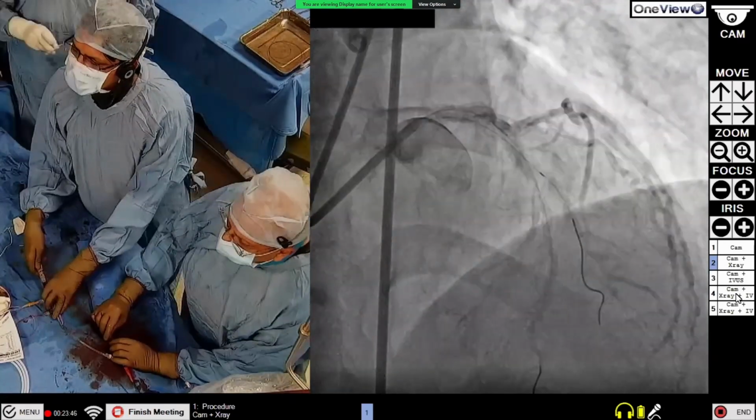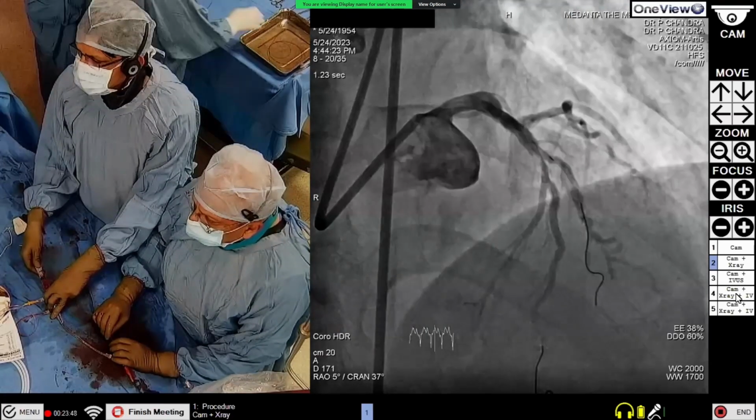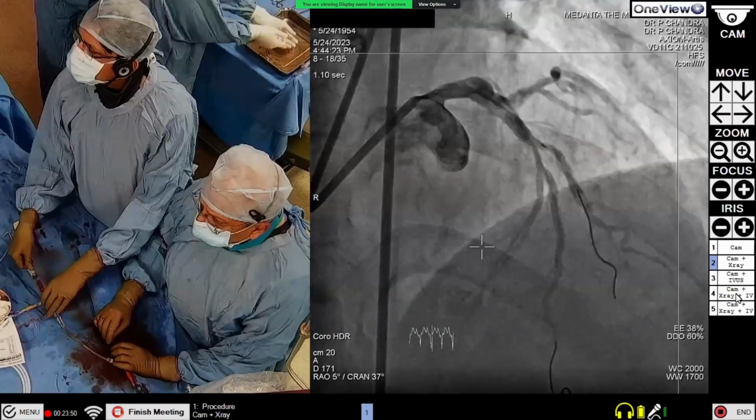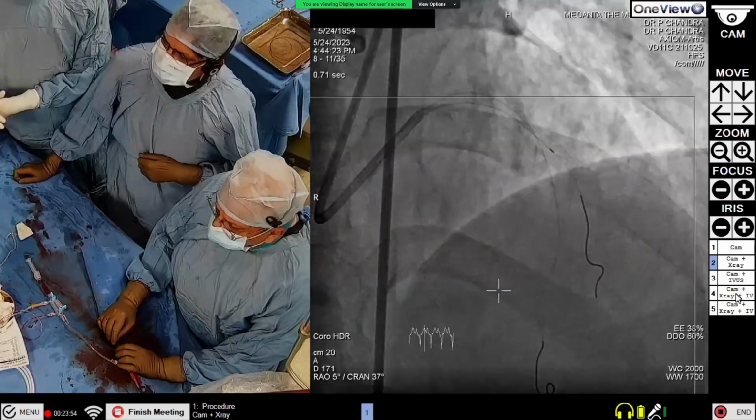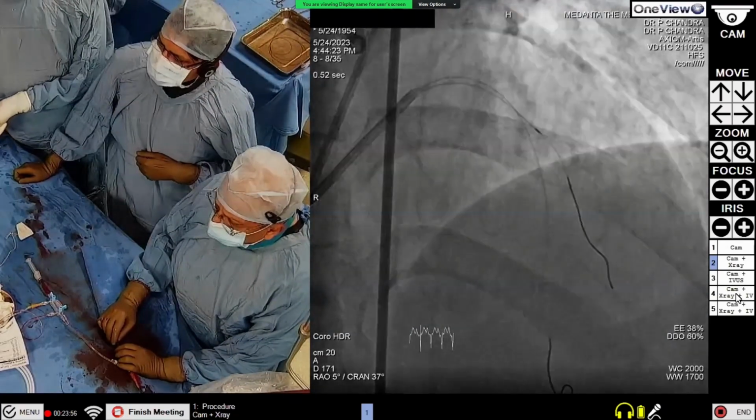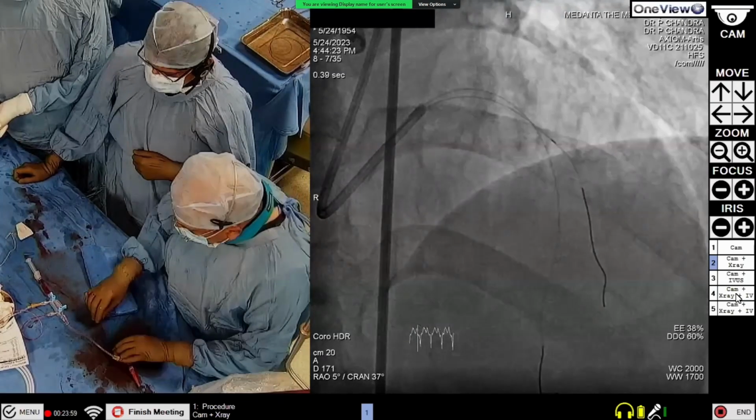There is some dissection definitely, but I think the flow is okay. There are multiple branches, actually. There are 2 branches there, and they're overlapping. They look like dissection, but yeah, we'll keep the wire there and then see what happens to the LED now.